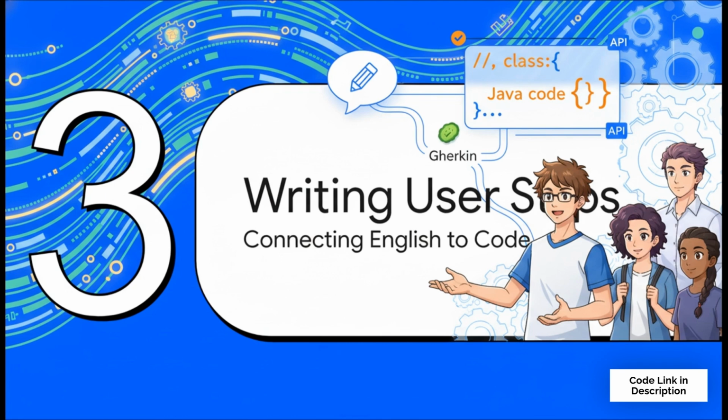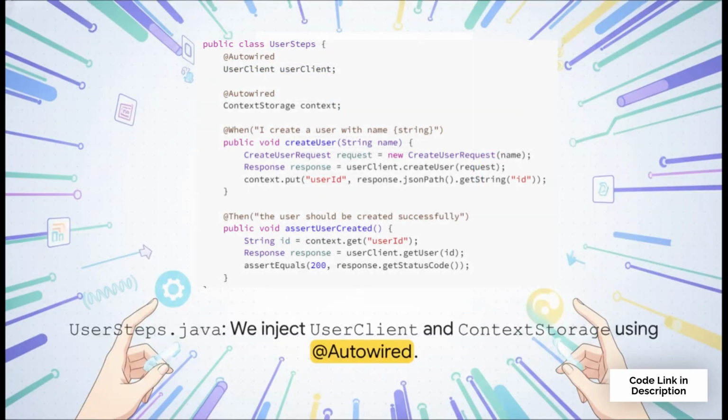Let's build out our user steps class. Take a look at the two fields right at the top of our UserSteps.java class. See that @Autowired annotation? That's pure Spring magic right there. It basically tells Spring, "Hey, when you create this class for me, please automatically give me an instance of user client and context storage." We never have to write new UserClient or anything like that. Spring just handles it all for us. That's dependency injection, and it's awesome.